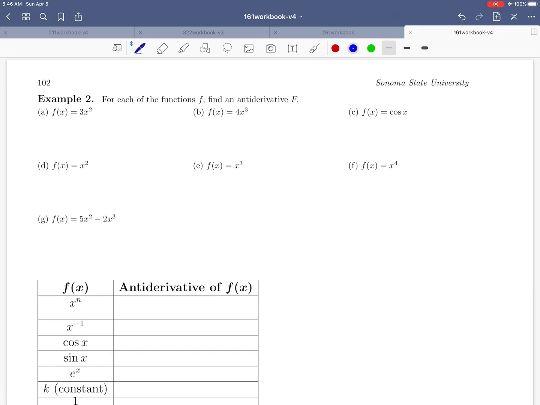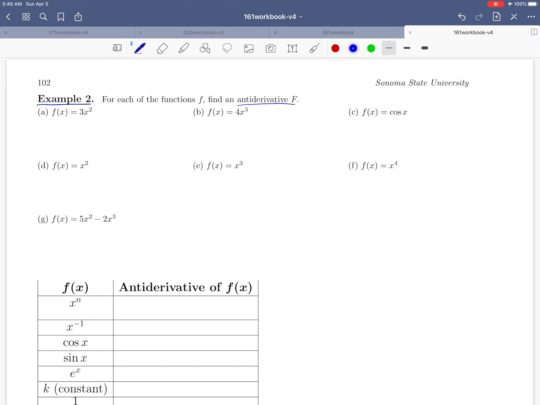Welcome back, everybody. We are looking at the top of page 102 in the workbook and example 2. In this problem, they're giving us a big list of functions, little f, and asking for us to find antiderivatives for each one. Let's start by reminding ourselves why we might be interested in this problem. So antiderivatives, we noticed on the previous page, are the key to finding exact values of integrals.